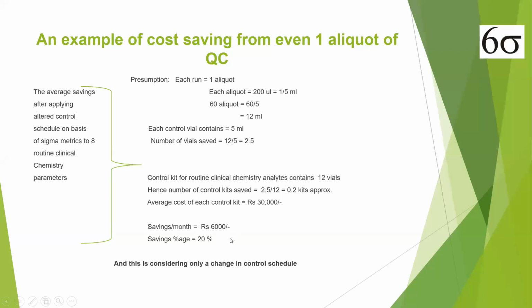This is only if you are going to change the QC schedule on the basis of sigma metrics for routine parameters. So even if you are saving 1 aliquot, look at the saving when you translate it from aliquot to money and percentage. This is just a small example of how even 1 aliquot of QC can have a cost saving effect. If we look at the cumulative impact of how much we can save, it will be huge, I'm sure, in all the labs.